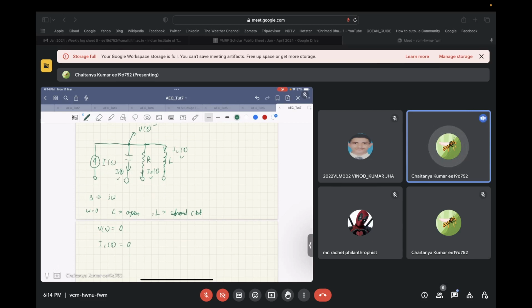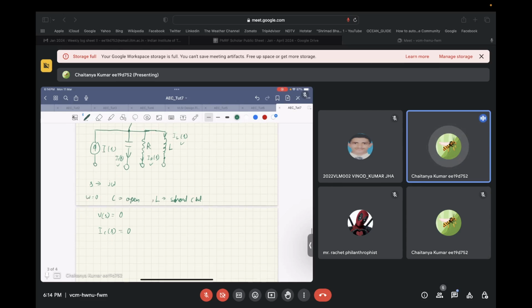What will be the value, like where will all the current go in that case? So yeah, correct. Basically, the inductor is the short circuit, so it provides you with zero impedance. So all the current will flow into the inductor. So at very low frequencies, I_L(s) will be equal to I(s).